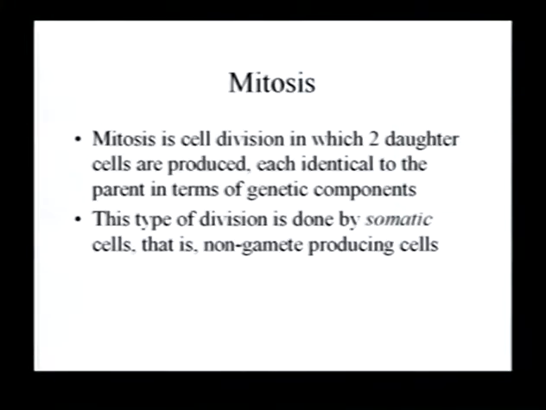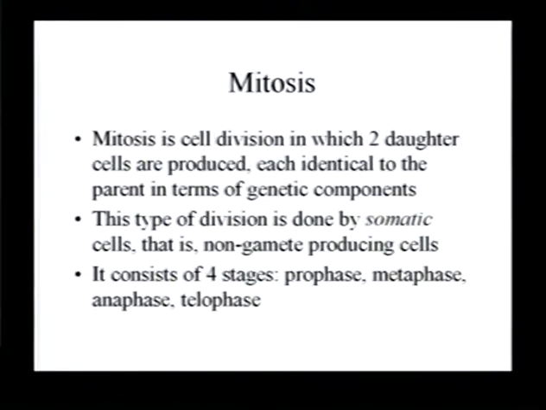This is done by what we call somatic cells. So that's a term you should remember. Somatic cells are non-gamete producing cells. Any cell that's not producing eggs or sperm is a somatic cell. The cells in your muscles, the cells in most of your tissues, all of those cells are somatic. However, there are gonadal cells in very specific places, of course, that produce gametes, and those would go through meiosis instead. So mitosis consists of 4 stages: prophase, metaphase, anaphase, and telophase, and there's very distinct things that happen in each one of those stages, or each one of those phases.